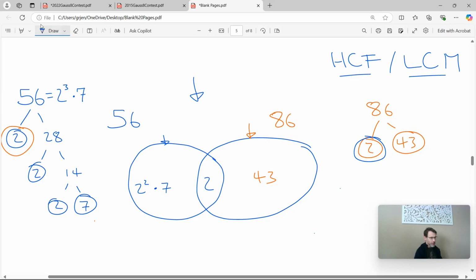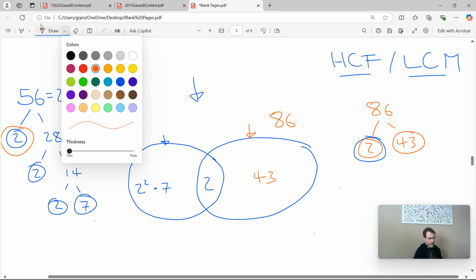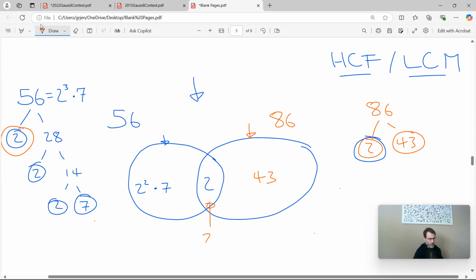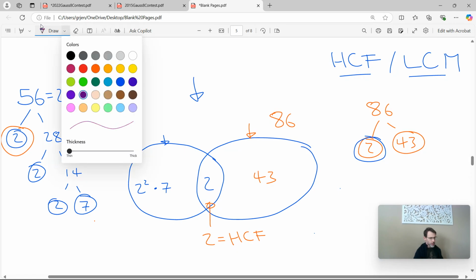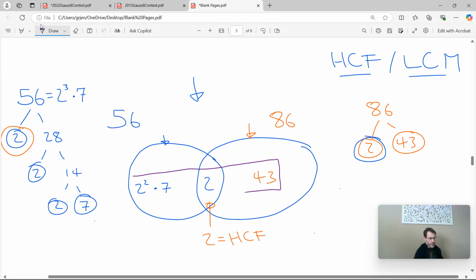Now, the really cool thing is that this number in the overlap is the highest common factor of the two numbers. But what if we wanted to know the lowest common multiple? Well, for the lowest common multiple, you multiply all of the numbers. Notice that we're not multiplying 56 by 86. We're multiplying all the factors that build up both numbers. In other words, we're not multiplying by that highest common factor twice.